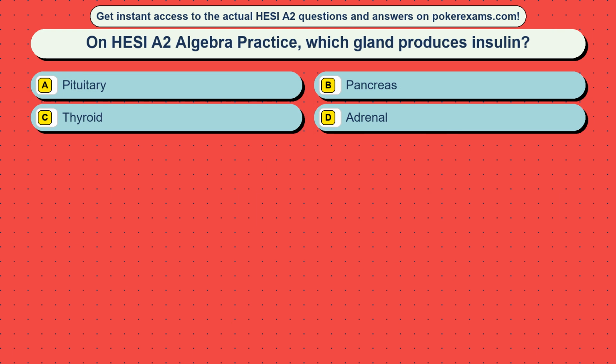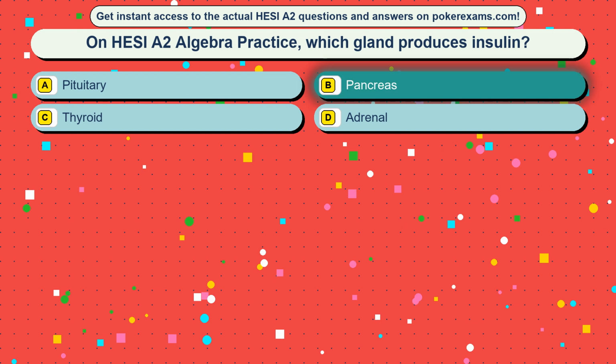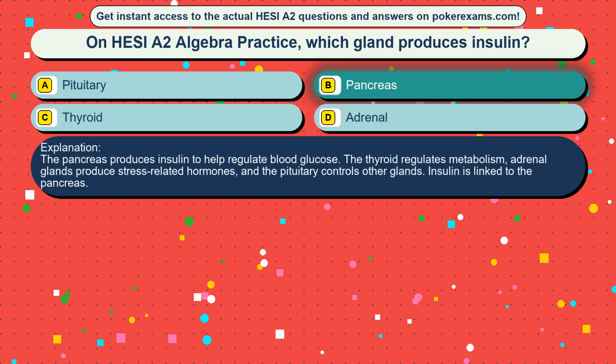Question 24. On HESI A2 Algebra Practice, which gland produces insulin? Option A pituitary, option B pancreas, option C thyroid, option D adrenal. The correct answer is option B, pancreas. The pancreas produces insulin to help regulate blood glucose. The thyroid regulates metabolism, adrenal glands produce stress-related hormones, and the pituitary controls other glands. Insulin is linked to the pancreas.